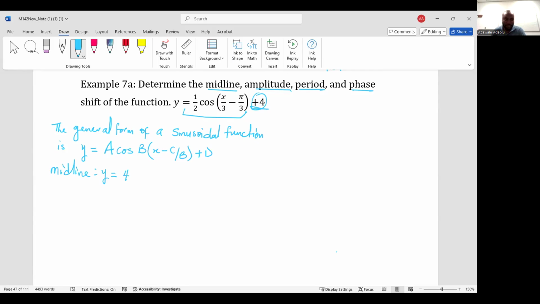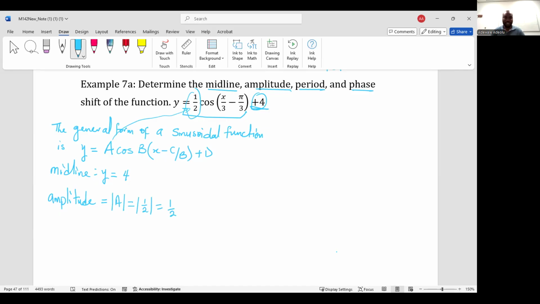Okay, the next thing, amplitude. We also know that amplitude, that is the height of that function. Amplitude is the absolute value of a. What is a? This is our a. If you compare it with this, that is a, right? So that is the absolute value of 1/2, which is 1/2.